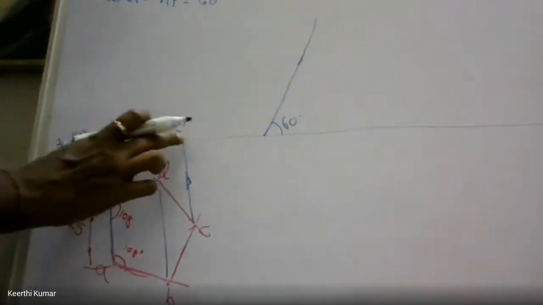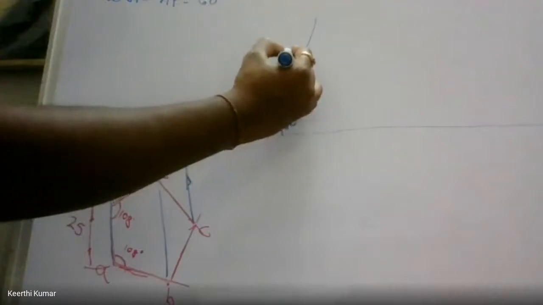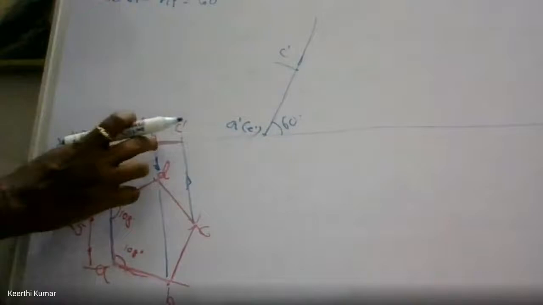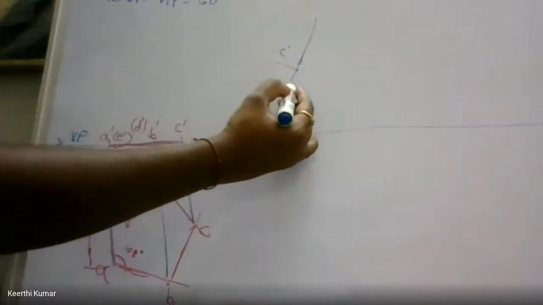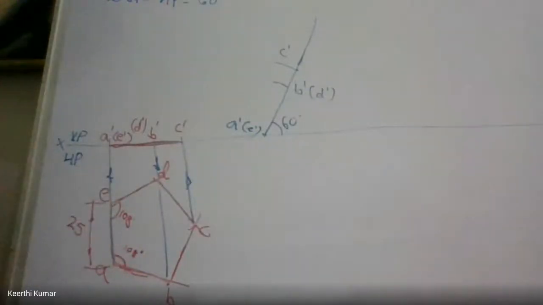Now measure AC, A dash, C dash. Cut an arc. So this is C dash, this is A dash, E dash. Then measure AB, cut an arc. So this will be B dash within a bracket, D dash. Now where is the lamina now?